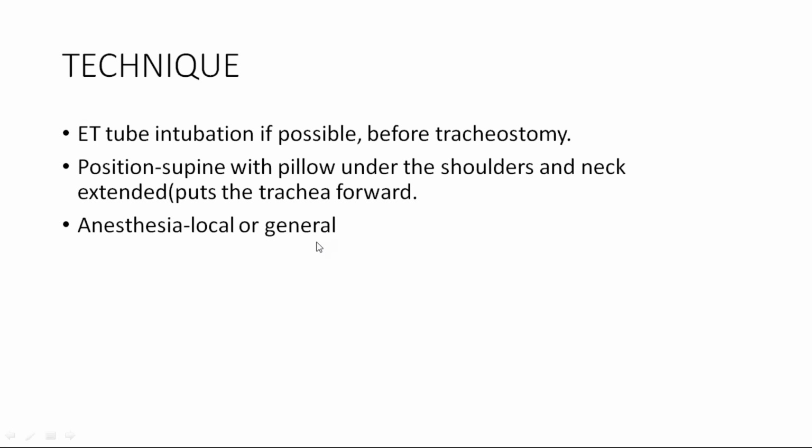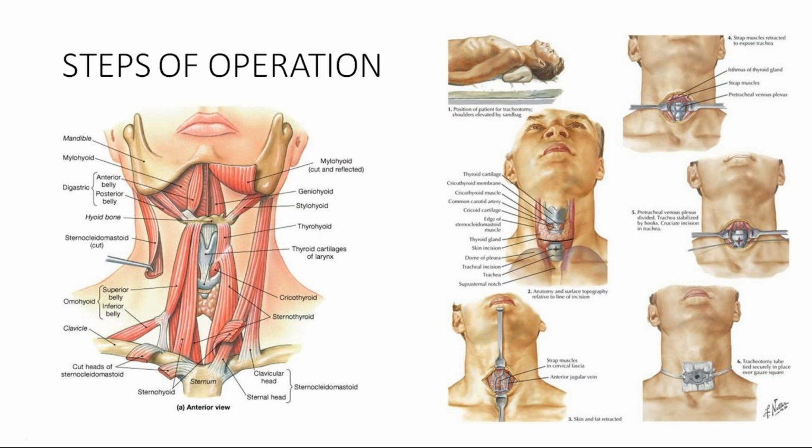Anesthesia, either local or general anesthesia, whatever the surgeon rules. It is the anatomy. These are called strap muscles. Strap muscles consist of sternohyoid, sternothyroid, thyrohyoid.